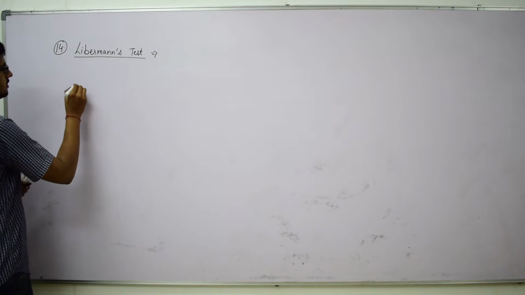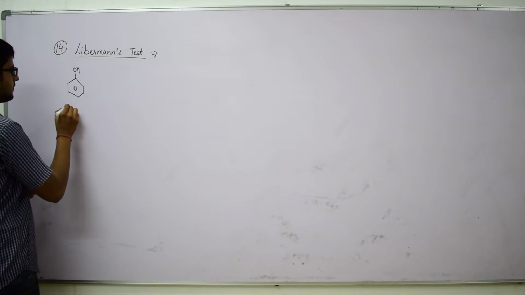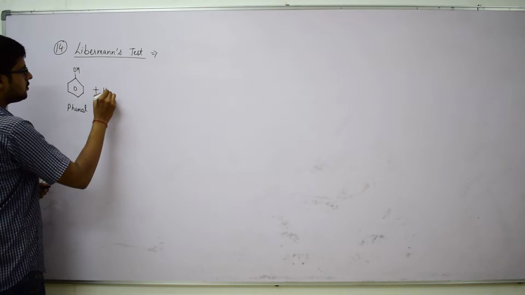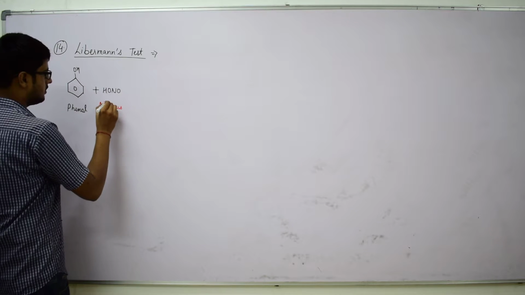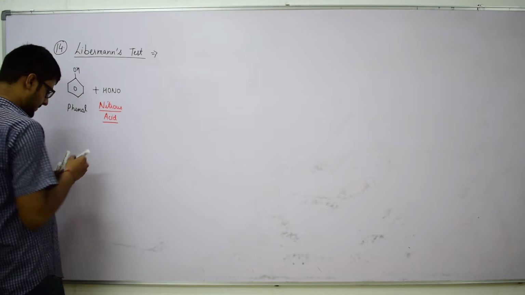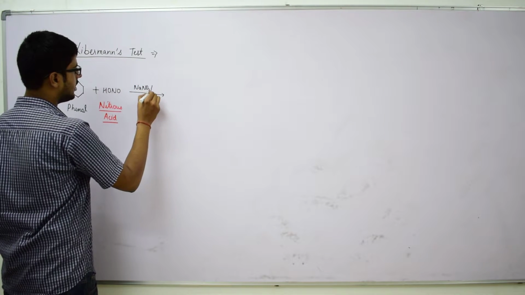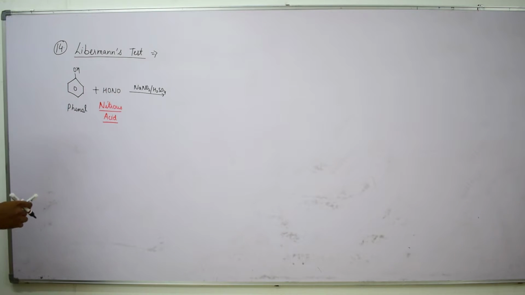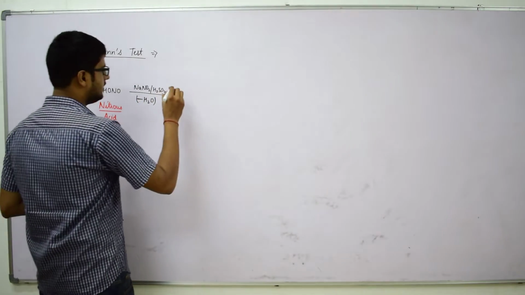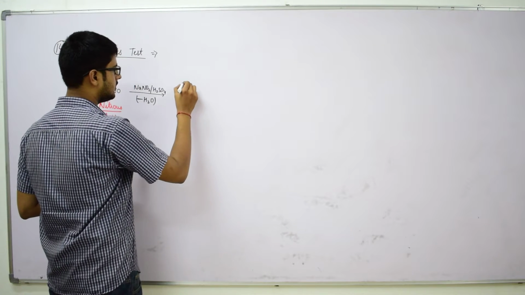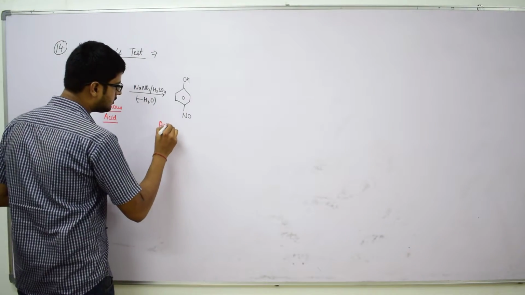In the case of Liebermann test, this is phenol, it is treated with HONO, this is nitrous acid, in the presence of sodium nitrite and sulfuric acid. So, what will happen? A water molecule will be eliminated and it leads to the formation of, here it will be OH group and here it will be NO group. It is called para-nitrosophenol.